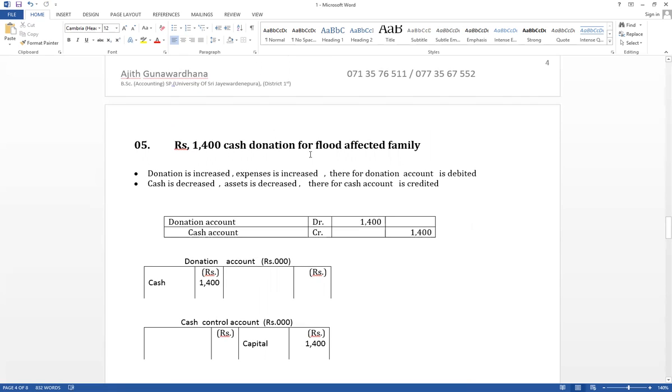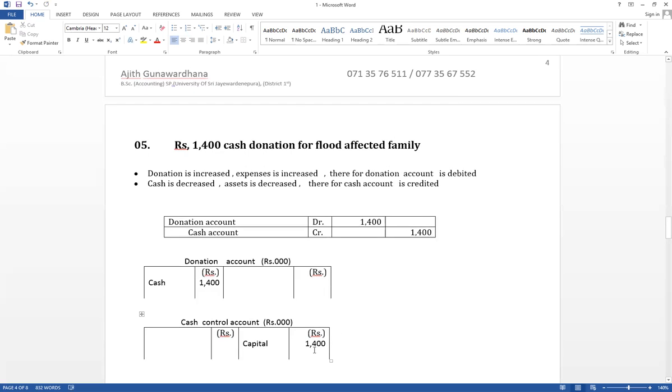1,400 cash donation for flood affected family. Cash donation. Effect for cash decrease as well as donation is expense increase. That's the impact. Cash decrease, donation increase. Donation is expense increase. Therefore, donation account debit. Cash decrease. Cash is asset decrease. If asset decrease, cash account credit. Therefore, donation account debit, cash account credit. Expense increase, asset decrease.